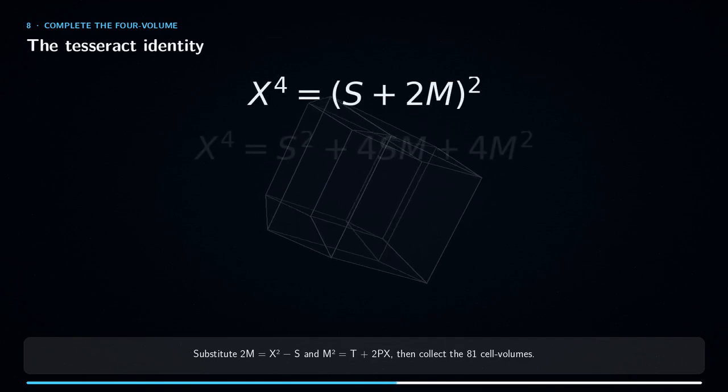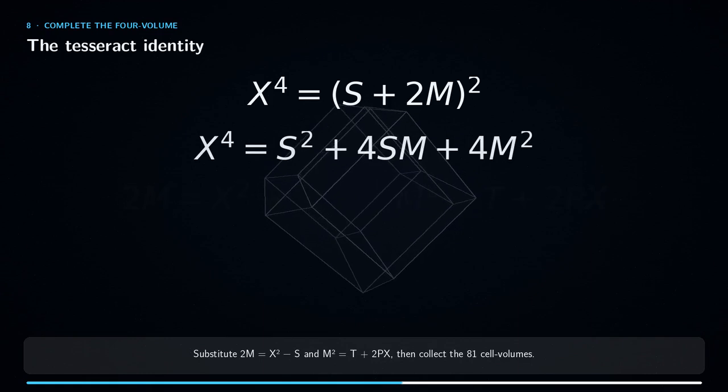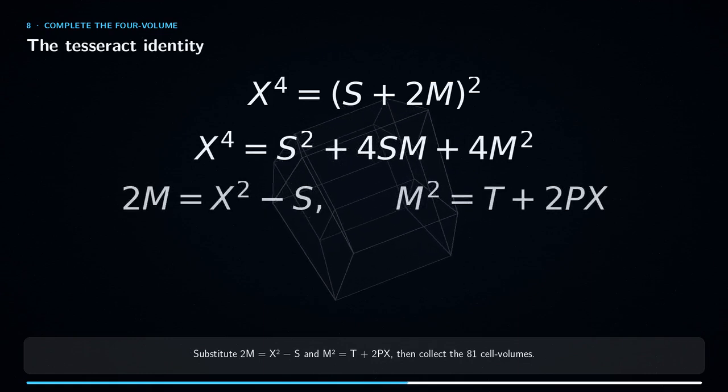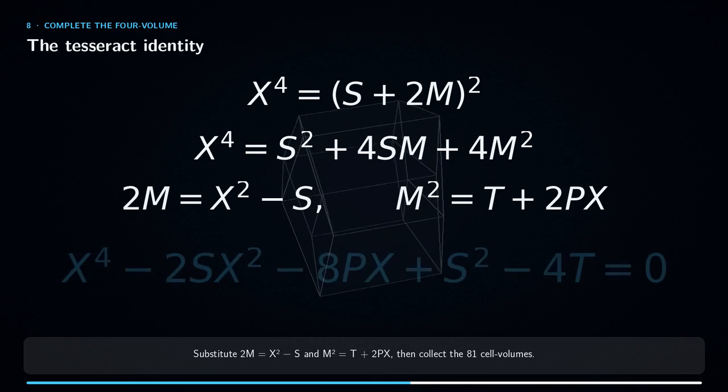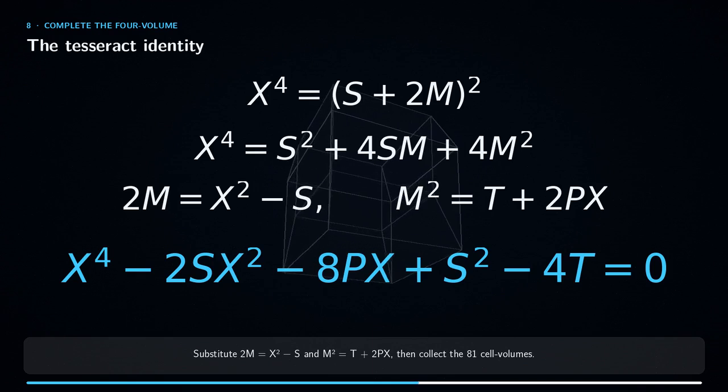From the square, 2M equals x squared minus S. And from the crossed cells, M squared equals T plus 2Px. Substitute both geometric relations into the 4-dimensional volume, collect the pieces, and move everything to one side. This is the quartic identity encoded by the cut tesseract.